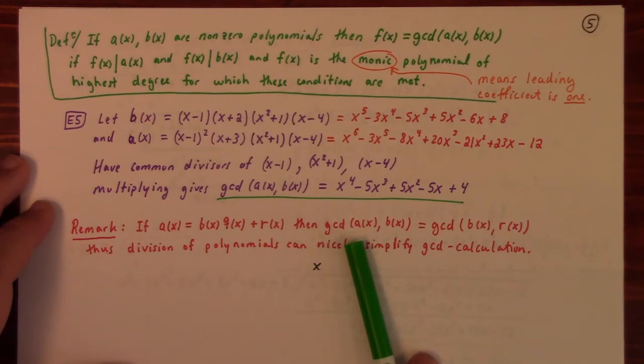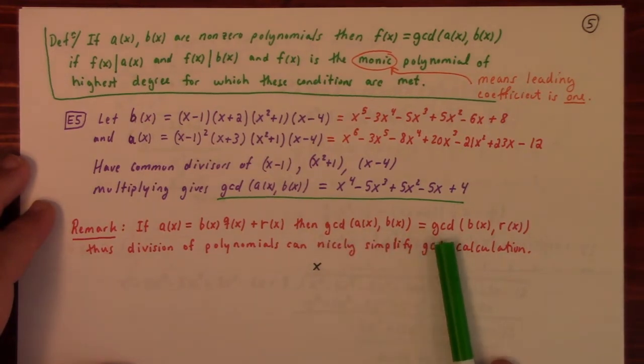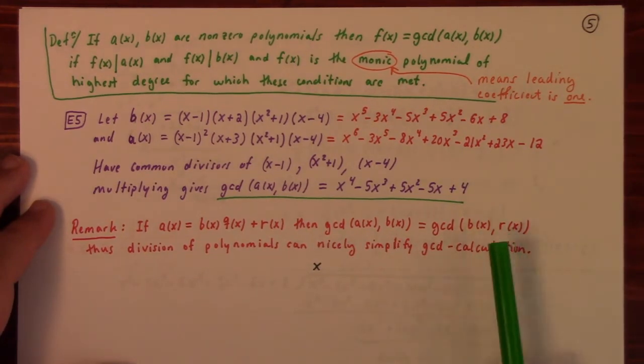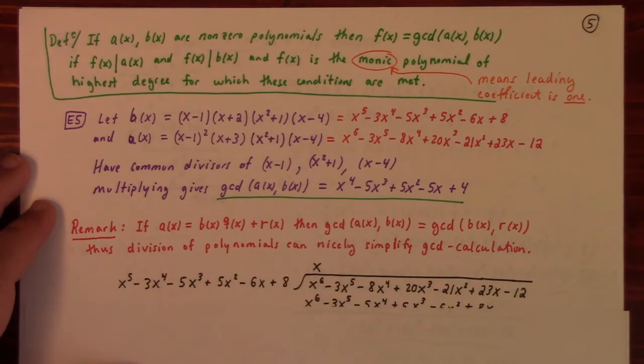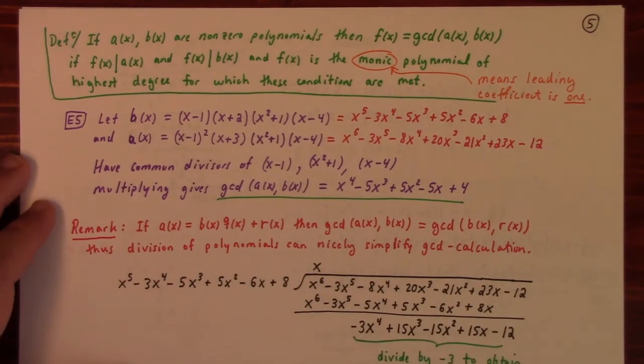The greatest common divisor of a and b is the greatest common divisor of b and r. So this goes to show you that division of polynomials can nicely simplify the GCD calculation. Let's see how it goes. The division isn't hard here.